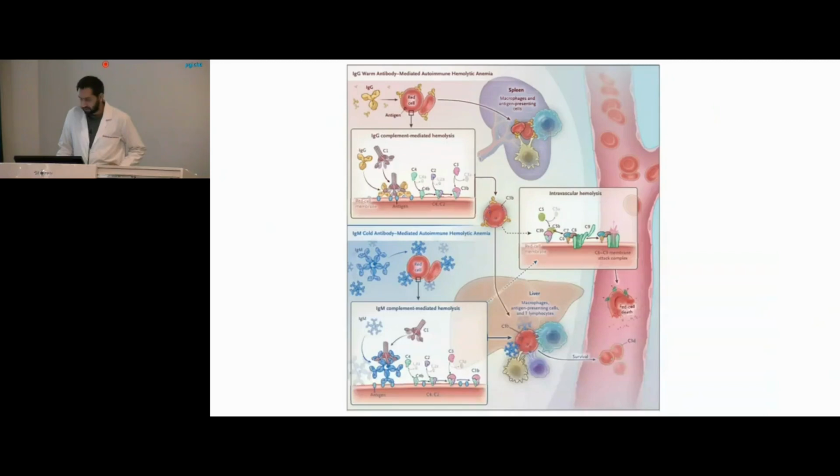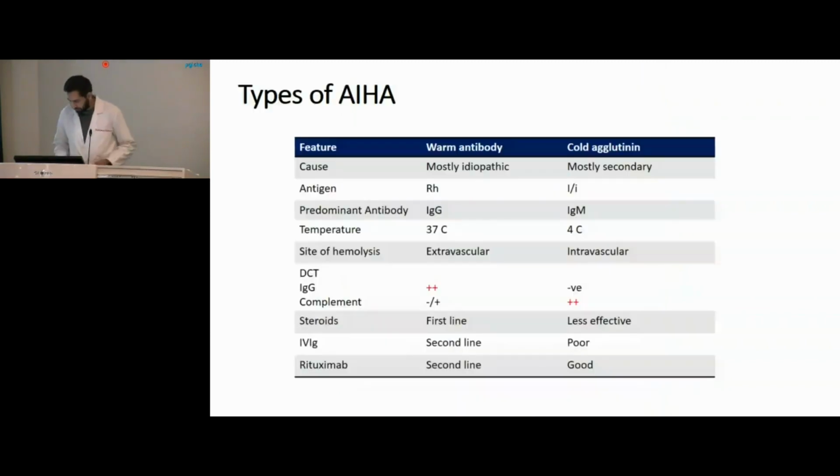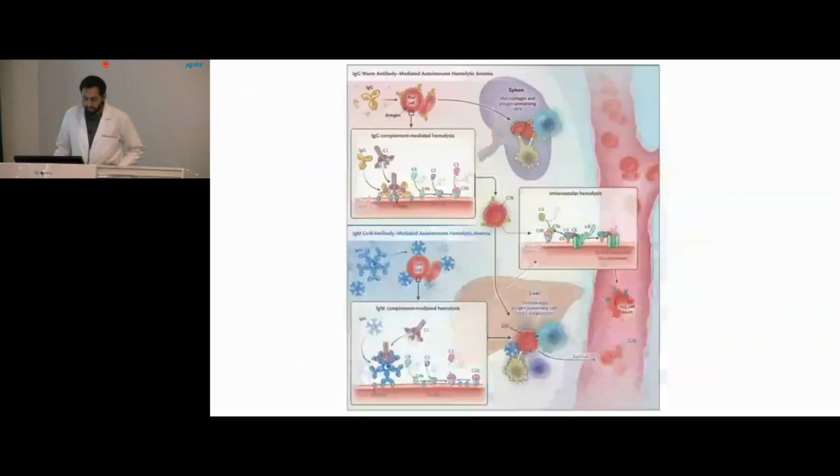This image tells us about the two mechanisms by which autoimmune hemolytic anemia occurs. In the first one, it is warm antibody induced, and what happens is that IgG antibodies are directed against the antigens on red blood cells, and RBCs are destroyed inside the reticuloendothelial system like spleen and liver. In the cold variety, IgM antibodies are directed against the antigens on RBCs, and lysis occurs intravascularly.